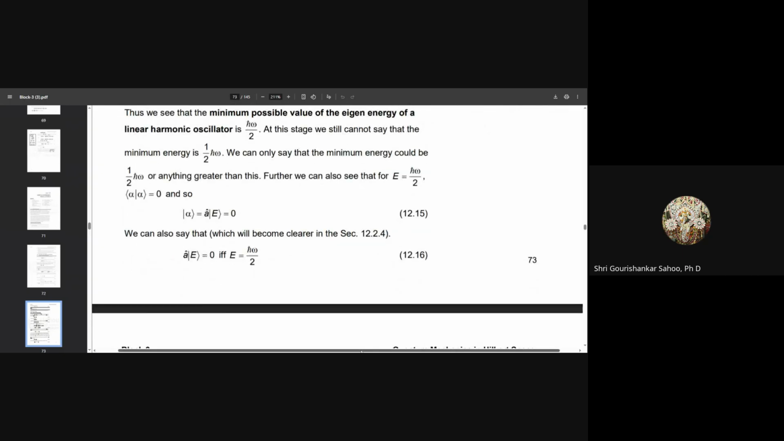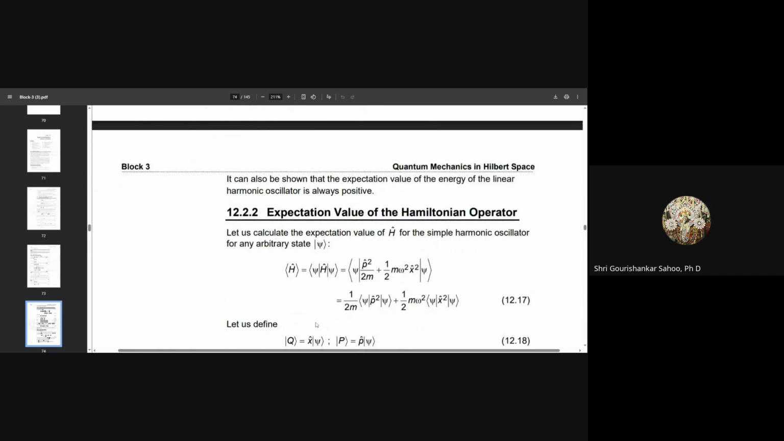So at this stage, you cannot say that the minimum energy is half h cross omega, as we have found in the Schrodinger formalism. So you can only say that the minimum energy could be half h cross omega or anything greater than this. So you can write E is equal to h cross omega by 2 when <alpha|alpha> is equal to 0, and you can solve the equation. So your ket alpha is equal to 0, and you also say that A cap |E> is equal to 0 and E is equal to h cross omega by 2. So this is the zero-point energy.